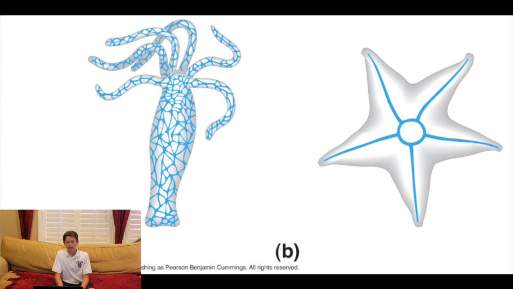The cnidarian's nervous system consists of a nerve net, and it conducts impulses to and from all parts of the body. They have no blood vessels, no respiratory systems, or excretory organs. So, like I said, it's a simple body that they have.